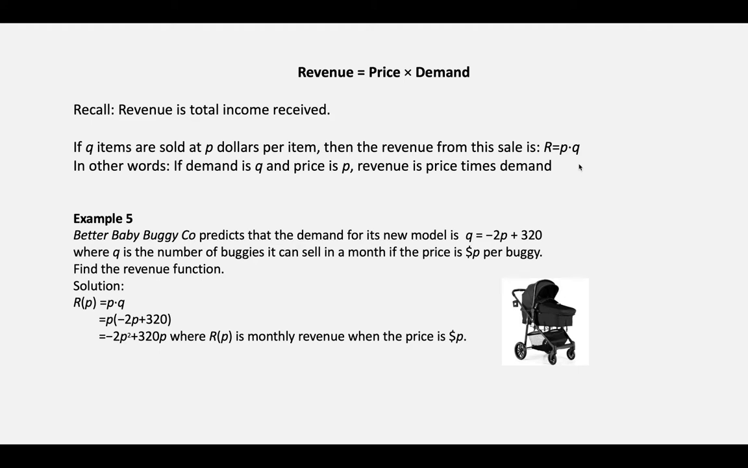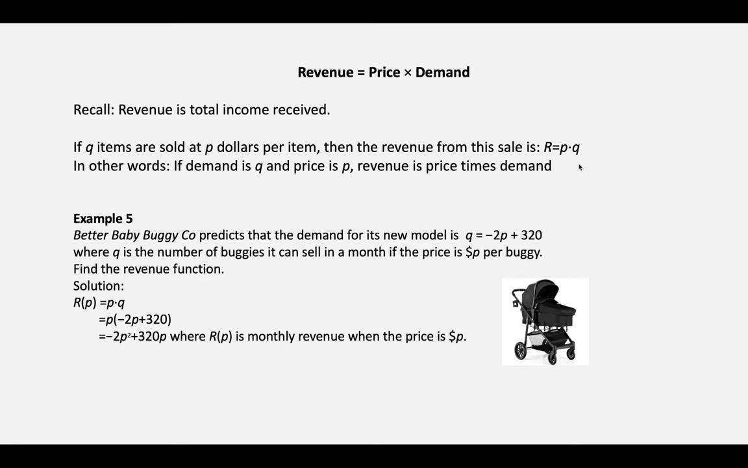All right. So we have a lot of business applications. So let's look at this one, that revenue is equal to price times demand. Remember, revenue is the total income received. If Q items are sold at P dollars per item, then the revenue from this sale is R equals P times Q. In other words, if demand is Q and the price is P, revenue is price times demand. So the Better Baby Buggy Company predicts that the demand for its new model is Q equals negative 2P plus 320, where Q is the number of buggies it can sell in a month if the price is P dollars per buggy. So we want to find the revenue function.